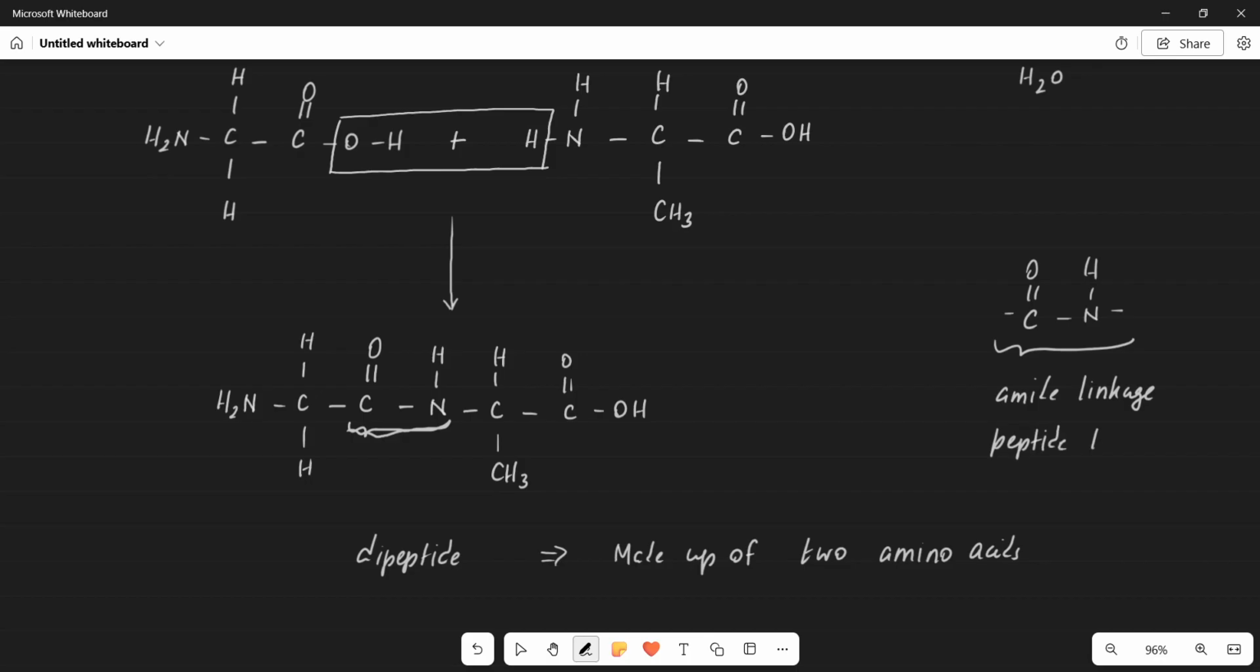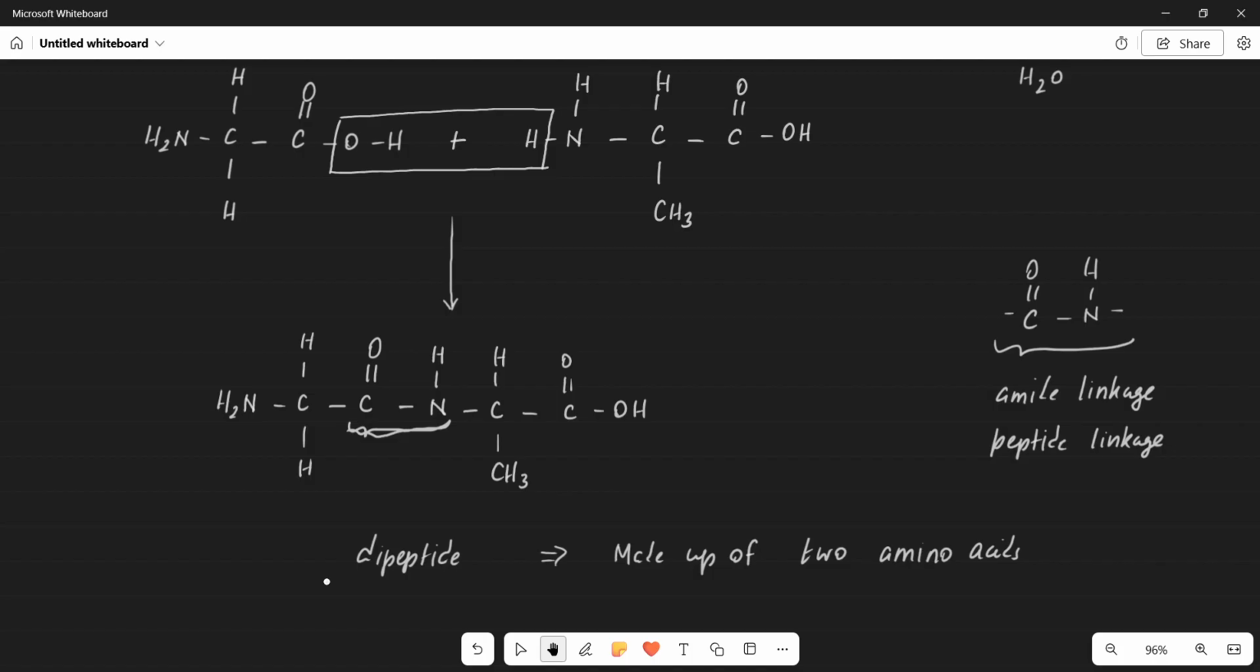Here technically it is said to be the peptide linkage. So you need to know how to identify where the peptide linkage is. The peptide linkage is formed because of the condensation of the carboxylic acid group and the amino group. So this is known as a dipeptide. It is a condensation of two amino acids, and the bond between the two amino acids formed by the removal of water is basically the peptide linkage, or else the amide linkage.